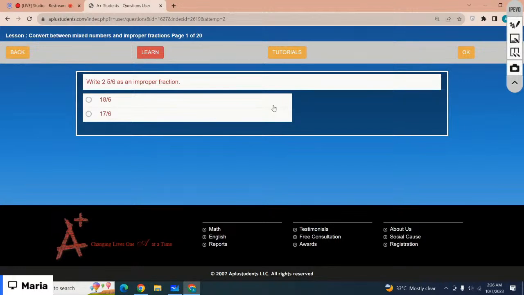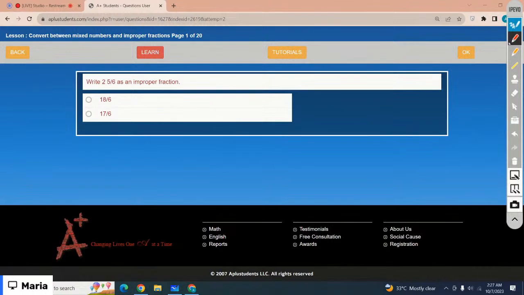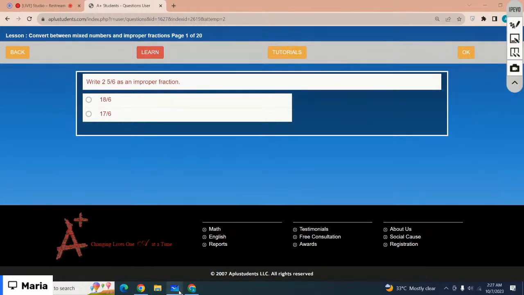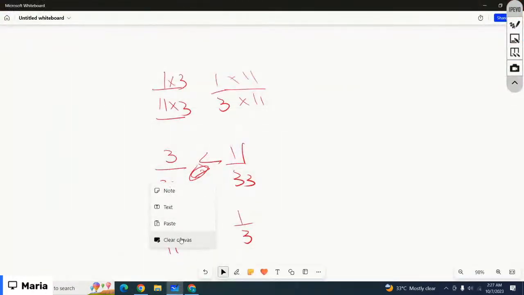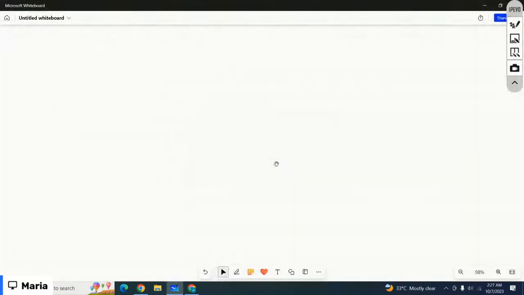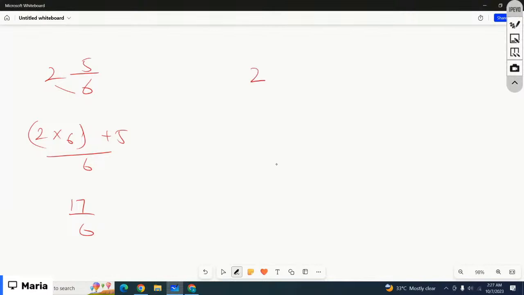You need to multiply the whole number and the denominator, and then add the numerator. Let's do it on the board. 2 whole 5 over 6. We have done two methods. You need to do 2 times 6 and add 5. So it would be 17 over 6.